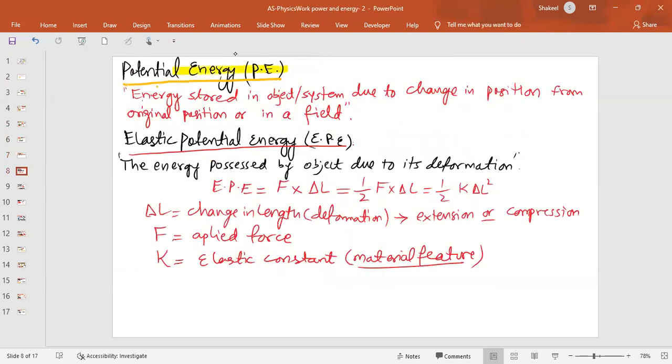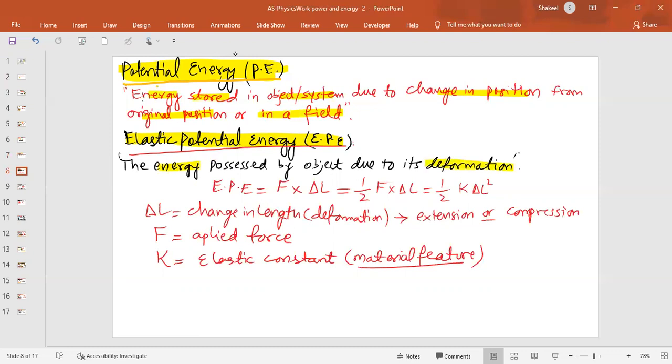Well, the next thing is potential energy, the famous potential energy. You know, potential, like how much potential you have, it means how much ability to do something you have, how much energy you have. So potential energy is actually the energy stored in an object or system due to change in its position from the original position or change in its position inside a field. So based on the definition, it has got two types. The first type is elastic potential energy. Well, elastic potential energy is the energy possessed by objects due to deformation.